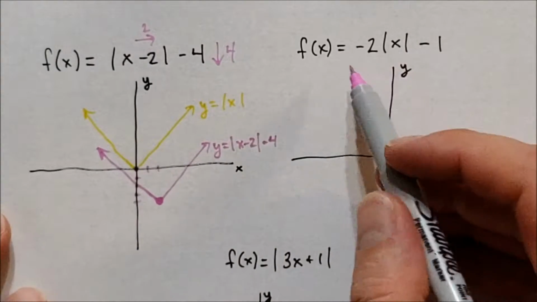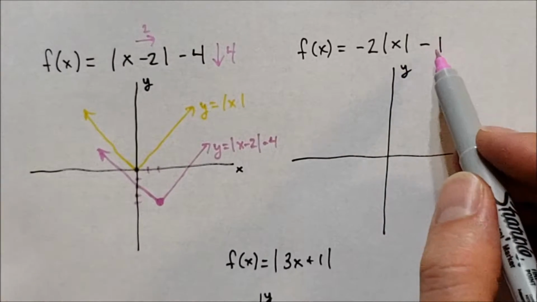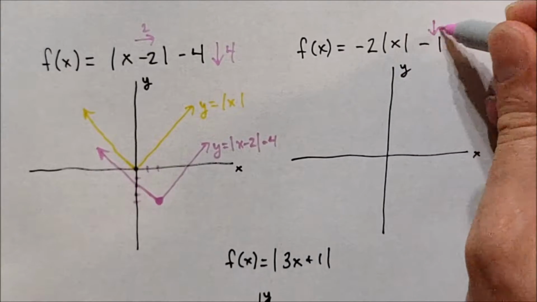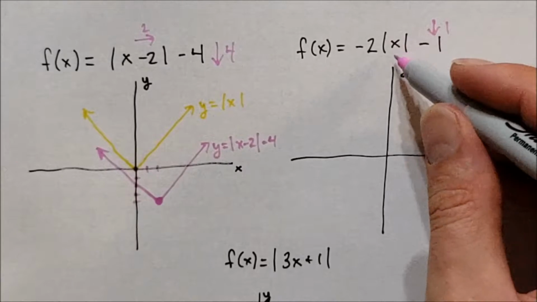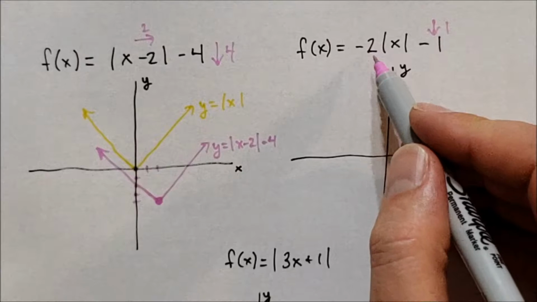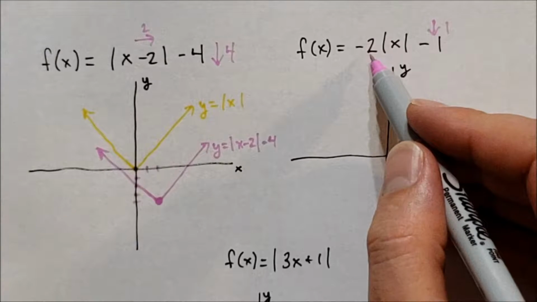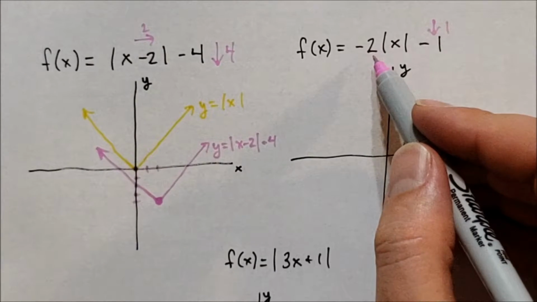Looking at our next function, f of x equals -2 times the absolute value of x, minus 1. Similarly, this -1 is going to shift it down 1 because it's outside the grouping symbols, or the absolute value bar. This -2 is also outside, but it's a constant. It's multiplied out front. So this 2 affects the y values, but it's multiplying all the y values by 2.